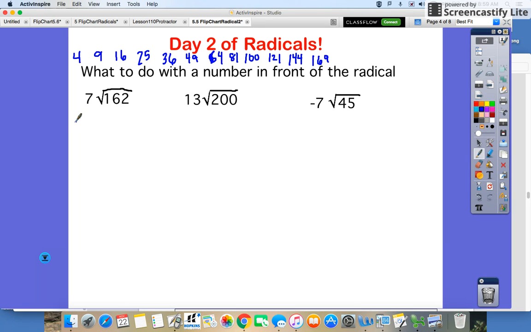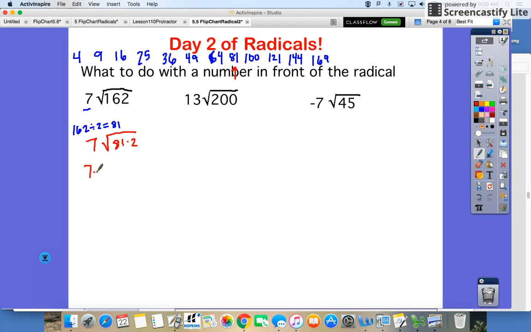So to start with, we'll just kind of ignore this 7. We're going to ignore the 7 for the time being, and we're still going to reduce that radical to begin with. So we divide by 2 here, and we get 81. Now, 81, if we look at our list, 81 is actually in our list. So just by dividing by 2, we actually found our perfect square. So we're going to change 162 into 81 times 2. We're going to carry that 7 down out front.